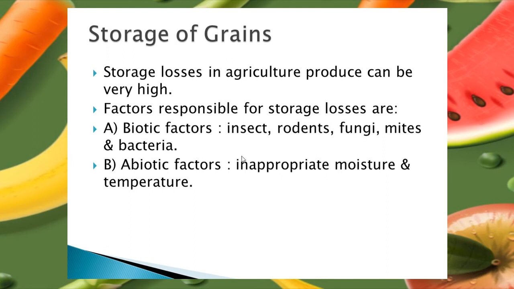Then abiotic factors are inappropriate moisture and temperature. If the storage place is moist, then fungi may grow on the grains. If there is inappropriate temperature, then also there will be loss in the quality of grains. These factors cause degradation in quality, loss in weight, poor germinability, discoloration of produce. So it leads to poor marketability, means in such cases there will be loss to the farmers.